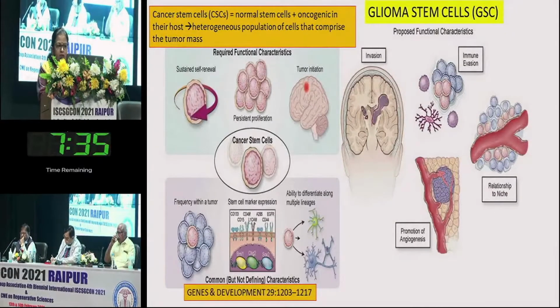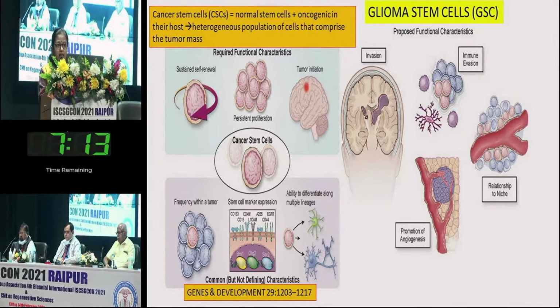Now, the glioma stem cells, like all other cancer stem cells, have the functional characteristics of being able to self-renew, cause proliferation, initiate tumors, and also are present in significant amounts in a tumor to express cell markers which can be identified, and they can differentiate into different cell populations within a tumor.